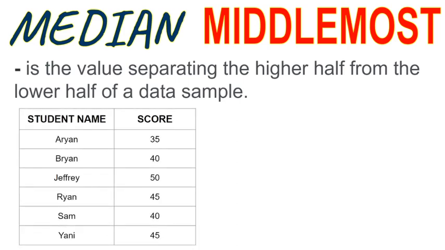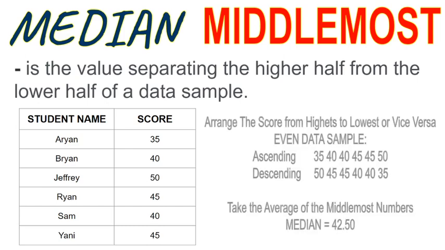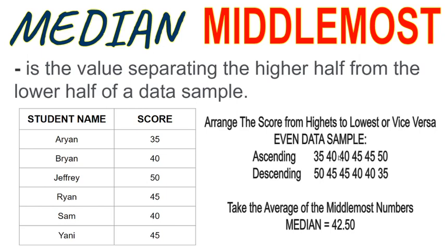Earlier we only had 5 values, so that's actually an odd data sample. Now let's go ahead and have 6. How are we going to do that? Still, we arrange it either in ascending or descending order. Once you do, you will notice that there are actually 2 numbers in the middle, the numbers 40 and 45.